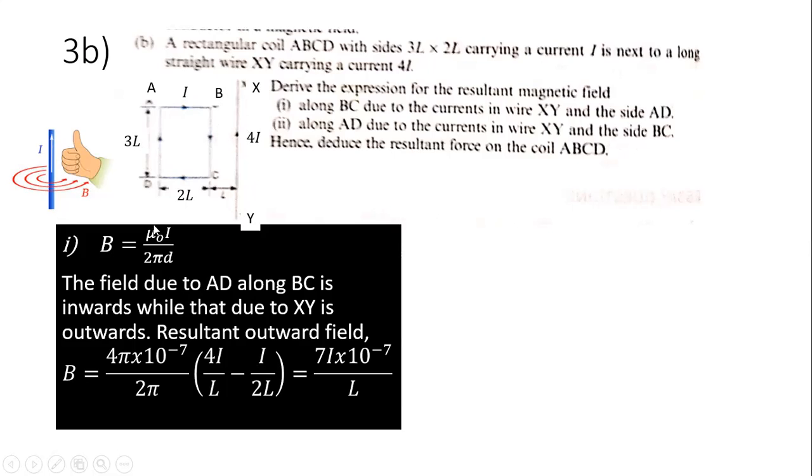We take the mu naught out, we take the 2 pi out, I and d only. So I is 4I coming out, and then divided by L, and minus this is your I. Current is the same in this coil. Distance is 2L. And we get that answer.